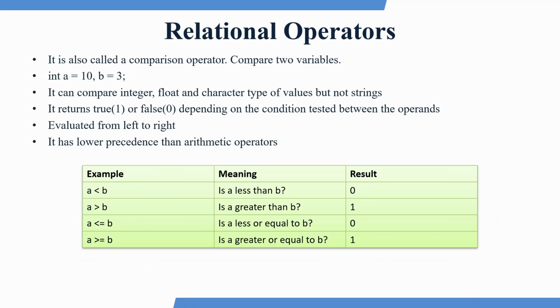The next one is the relational operator, which is also called a comparison operator, used to compare any two values. How do we compare? Using less than, greater than, less than or equal to, greater than or equal to. These operators are used for comparing any two values. For example, if my age is less than 18, here I am comparing my age with 18 to check the eligibility for voting. So for comparing any two values, we use the relational operator.